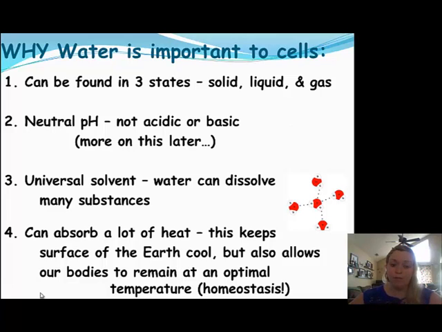It is a universal solvent, which means it can dissolve a lot of different substances. It can absorb a lot of heat. Now, the video discussed that particular property is important for keeping the planet cool, but it also is important because it keeps our bodies at an optimal temperature, and it allows our bodies to remain in homeostasis, maintaining that internal environment.